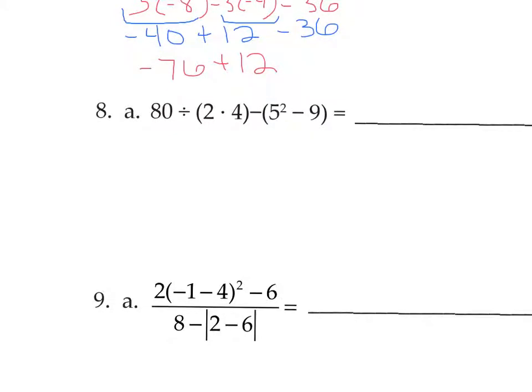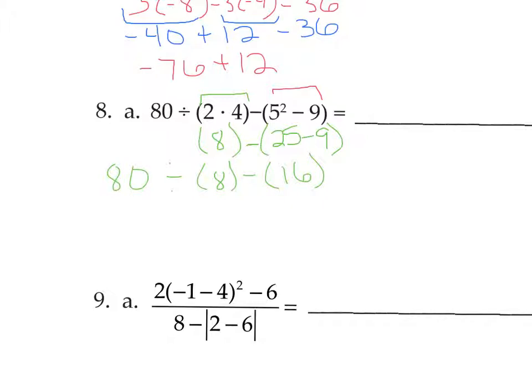All right, number 8. We do have some grouping symbols this time. We have operations inside both these grouping symbols. So let's work inside this one first. 2 times 4 is 8. This negative sign is going to come down. Inside this parentheses, we have to do this exponent first before we do the subtract. So we're going to have a parentheses. 5 squared is 25. Then we're going to have 25 minus 9, which is 16. And then I'm going to bring everything that I haven't used straight down. So it looks like I have 80 divided by 8 minus 16.